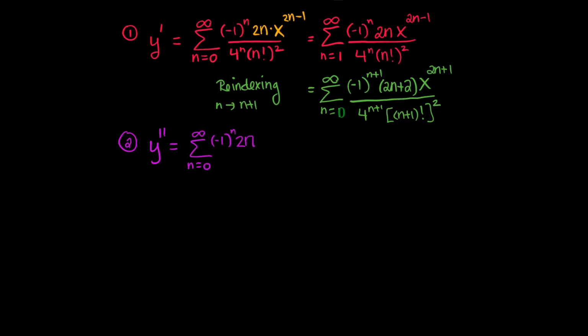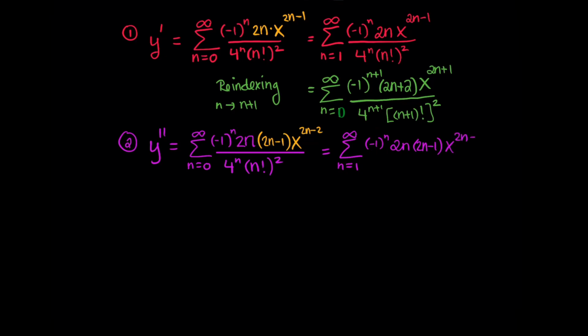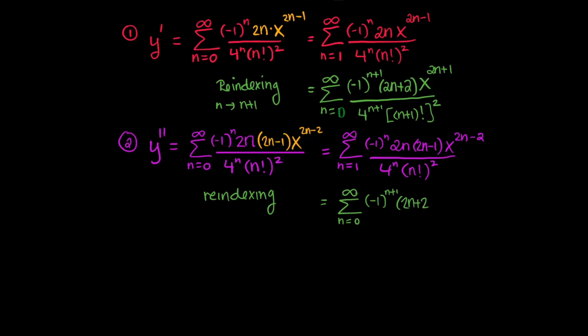Next, we differentiate a second time with respect to x, and we get a new coefficient n times 2n minus 1, and then x is raised to the 2n minus 2 power. Everything else is the same. We notice that this would be the same series as if we started at n equals 1. And if we look closely, we can then take the same steps that we did in the y prime to re-index the series to let it start again at 0. We do this by letting n go to n plus 1 in the formula.